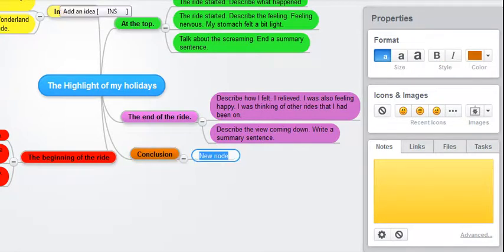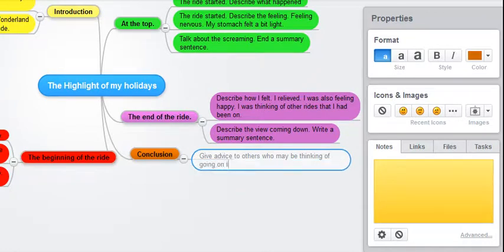One of the things that I thought about was to give advice to others who may be thinking of going on the ride, because I have some ideas about that.